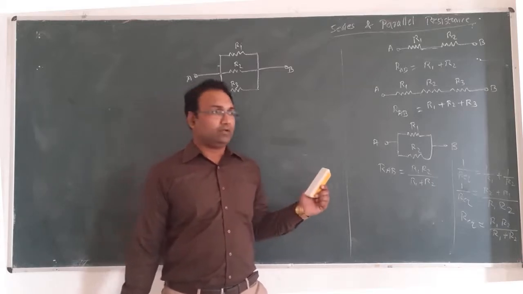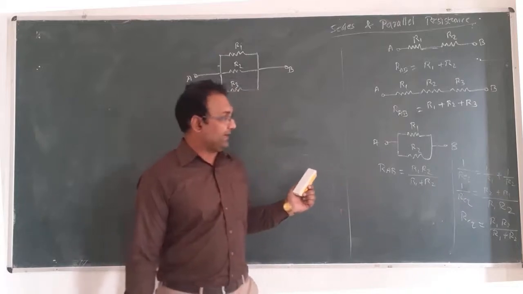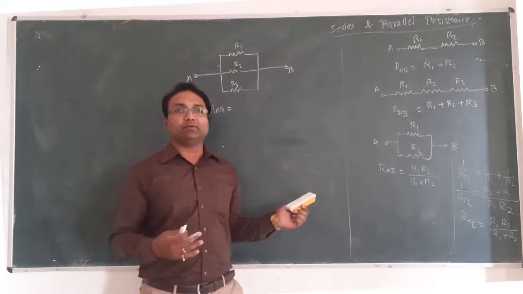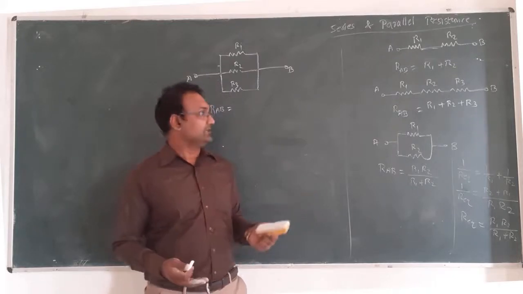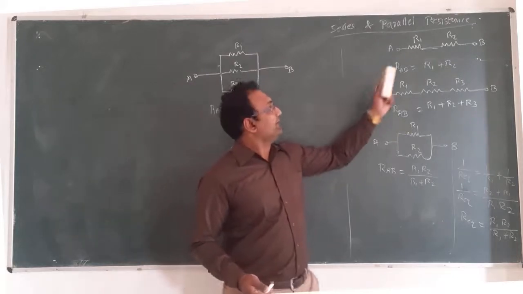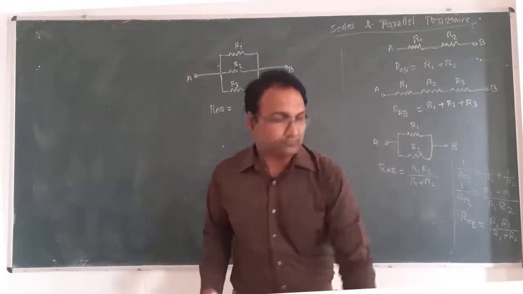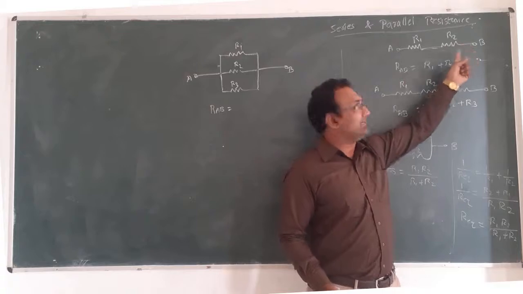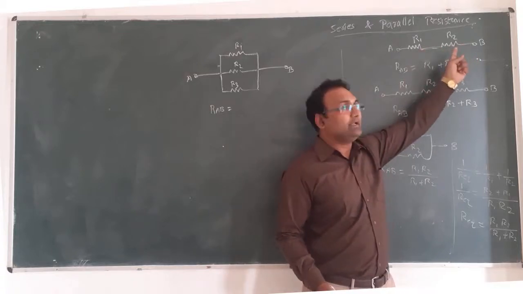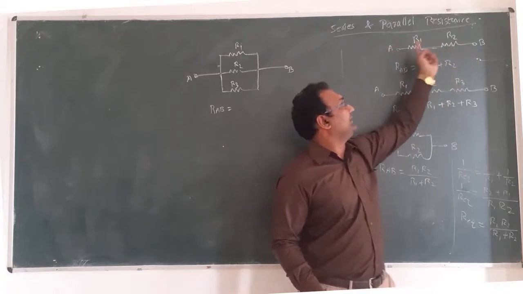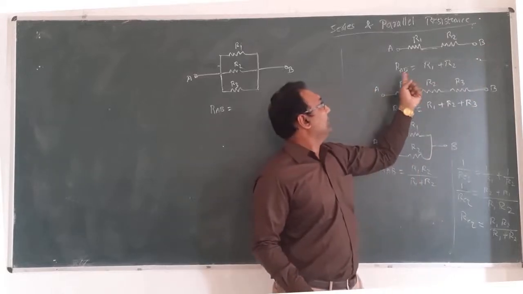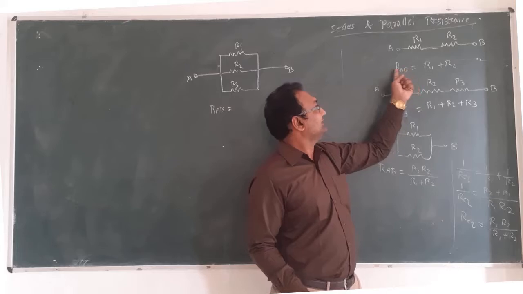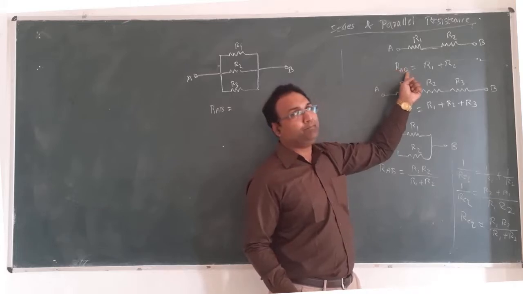This is a very important topic as you will use it in maximum cases of DC network as well as in network technology. Fine. So let us see that if you consider there are two resistances connected in series, R1 and R2, then the equivalent resistance across the points A and B will be RAB, that is resistance between the points A and B.